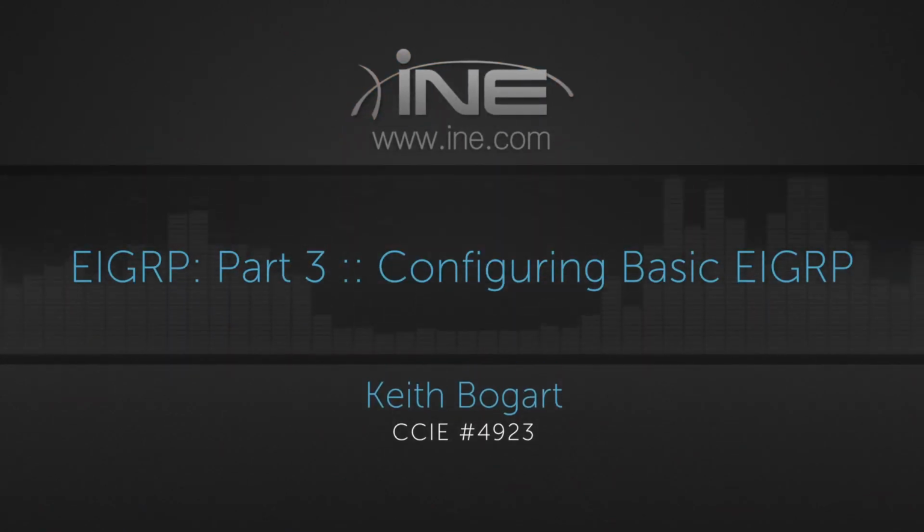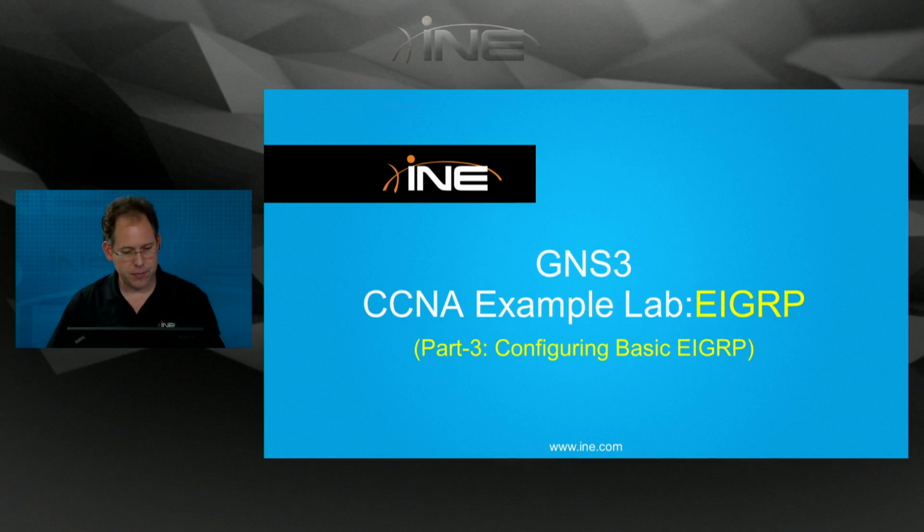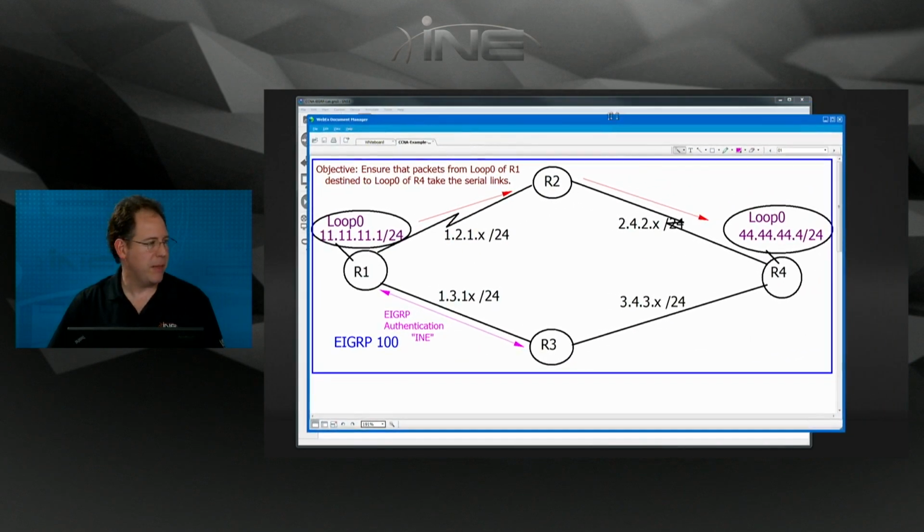All right, so here we are zipping along now in part 3, and now we're going to add EIGRP to what we've already done so far in parts 1 and part 2. So let's go back to our original requirements here. I'll put my topology back here.